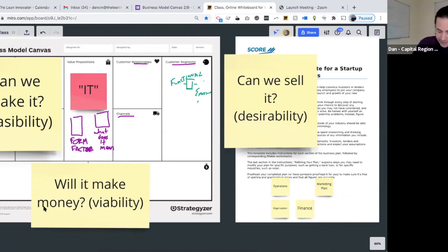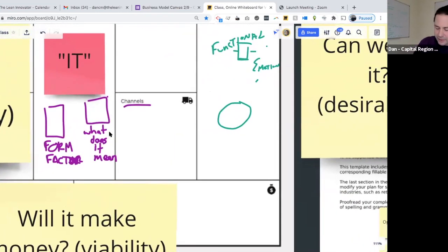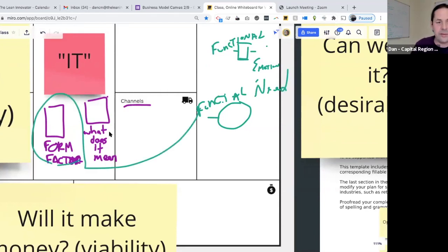Okay, so the idea is that I have a customer, and a customer has something that needs to be done. So the customer has this thing called a functional need, right? The functional need is basically answered with the form factor of the value proposition. And then the emotional need is answered with what it actually means. So let's take an example.